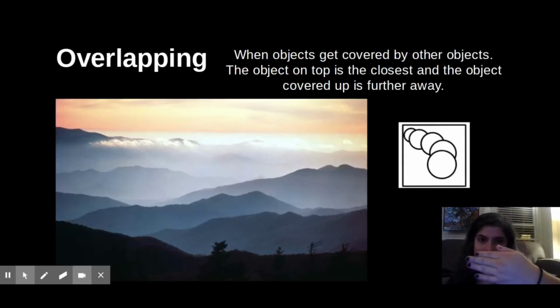The last way that you can show space is something called overlapping. Overlapping is when some objects get covered up by other objects. The object that is on top is going to be the closest, while the object far away is going to be covered by other objects.